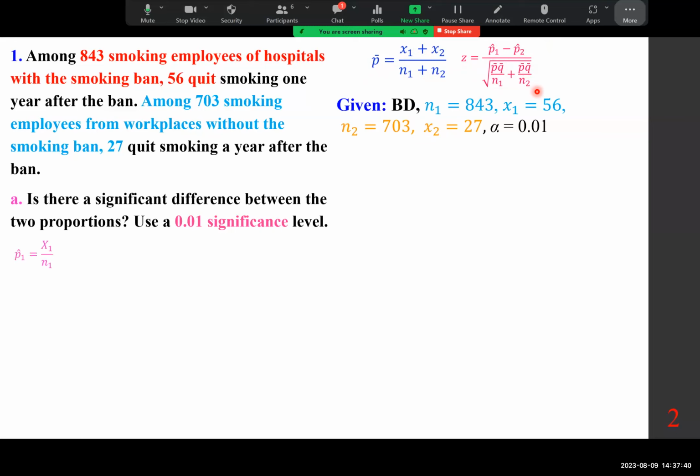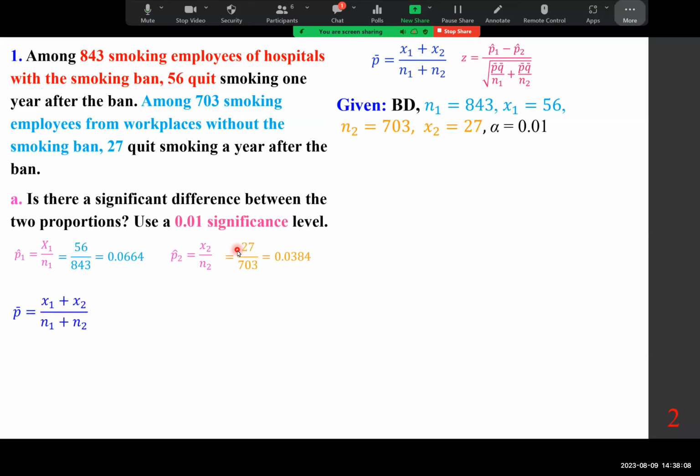So the very first thing we need to calculate is P1 hat. Everybody remembers, it is X sub 1 over N sub 1. Since we wrote it here, we can easily calculate that. 56 over 843. The next one is P2 hat, X sub 2 over N sub 2. Again, the given, plug in: 27 over 703.